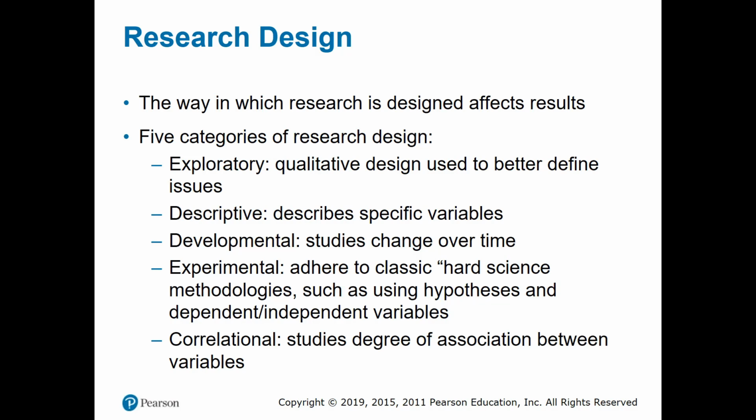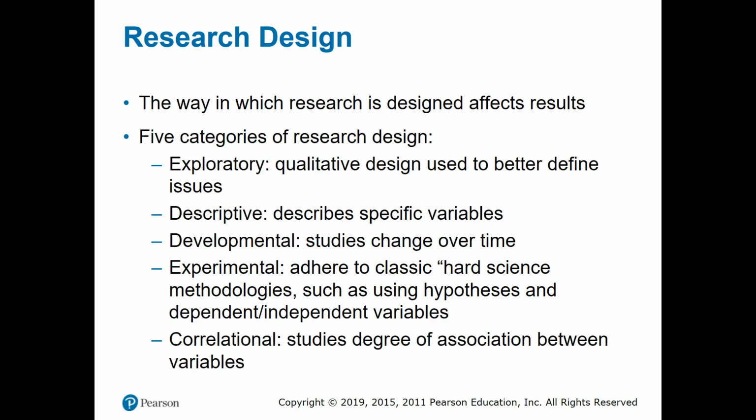The way in which research is designed affects the overall results. There are 5 categories, just kind of basic categories that we look at in terms of research design, especially in regards to families. Exploratory or qualitative designs that are used to better define issues. Descriptive actually describes specific variables or phenomena of interest. Development, look at stages over time, especially lifespan development, when we're looking at families or different stages of families.